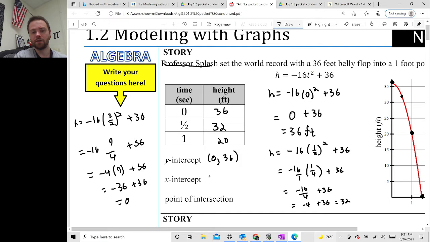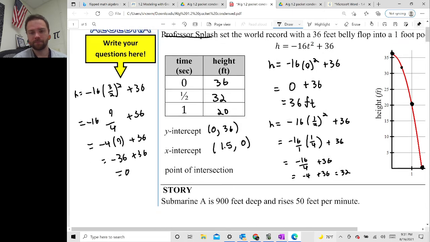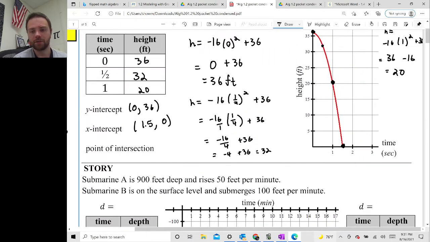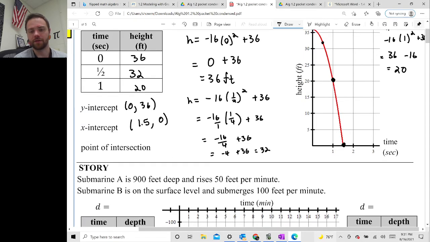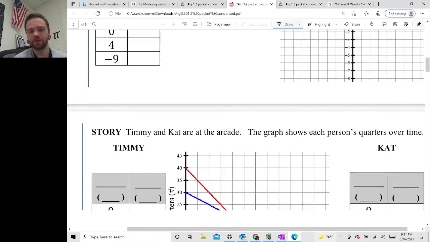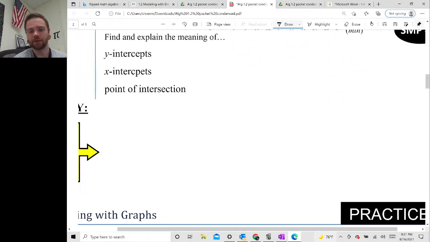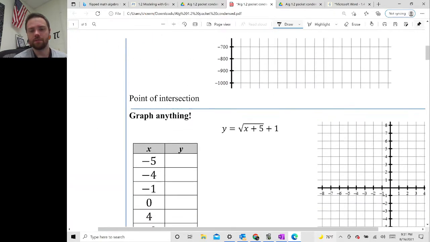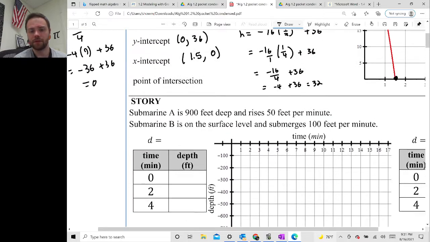So that is the coordinate (1.5, 0). And I guess the point of intersection, I'm going to have to look for that because I think they were mentioning something else. And then there's a few different graphs. So we're going to do some of these, but these are really fun to me.